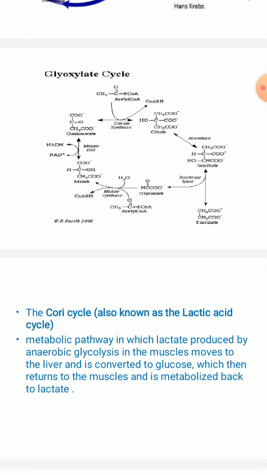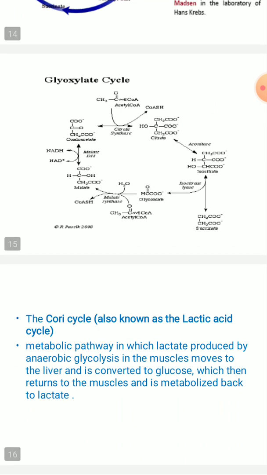So this is all about the glyoxylate cycle. Coming to the next topic, the Cori cycle, also known as the lactic acid cycle. This is a metabolic pathway in which lactate, produced by anaerobic glycolysis in the muscles, moves to the liver and is converted to glucose, which returns to the muscles and is metabolized back to lactate. These are the things we have noticed in the Cori cycle.